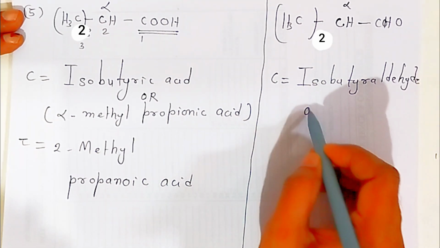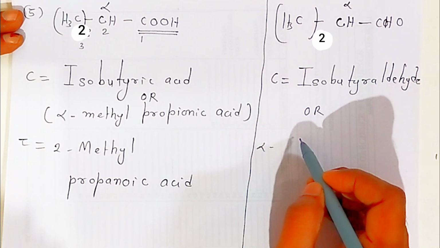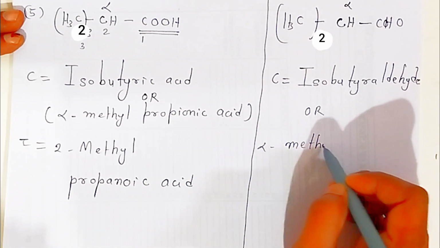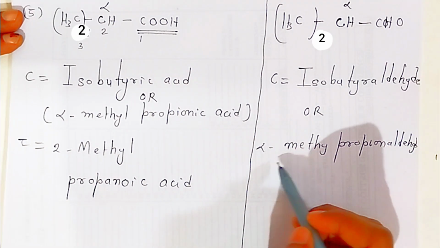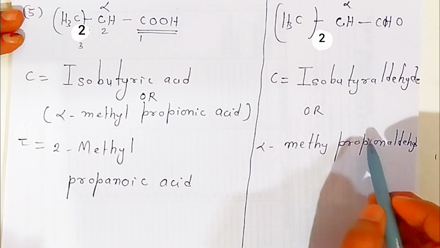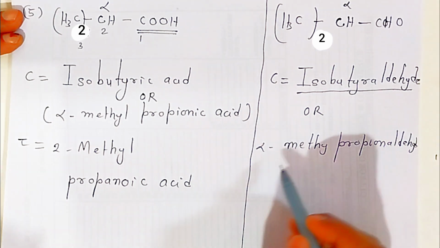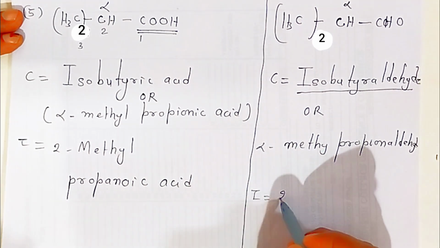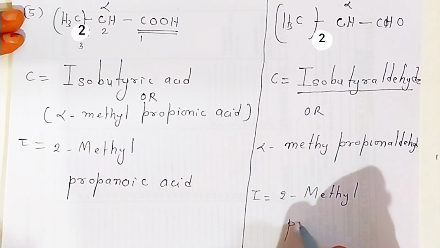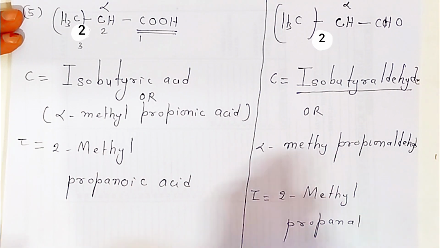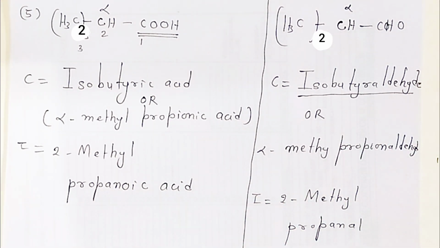Or you can also say alpha methyl propanaldehyde. Alpha methyl propanaldehyde is nothing but isobutyraldehyde. Understanding, students? Now in IUPAC name, students, we call it 2-methyl propanal. Understanding, students? So this way, students, we have given the 5 molecules.